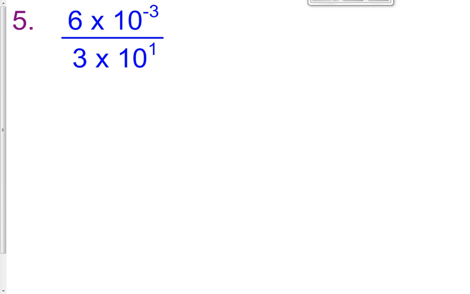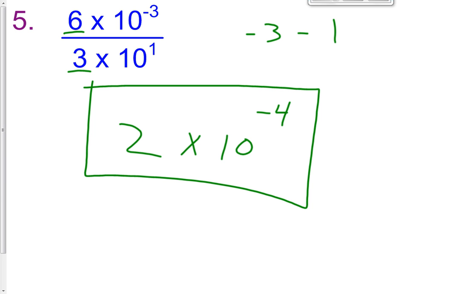So now we're dividing, so we're going to use the quotient property. 6 divided by 3 is 2. There's my coefficient. And 10 to the negative third and 10 to the first, a negative 3 minus 1. I'm going to subtract these exponents with the common base because that's what the quotient property states. And I would get times 10 raised to the negative fourth. And class, this is an instance in scientific notation where you can have negative exponents. You can never ever have negative exponents except in scientific notation. So make sure you make note of that. And there's the answer for problem number 5.